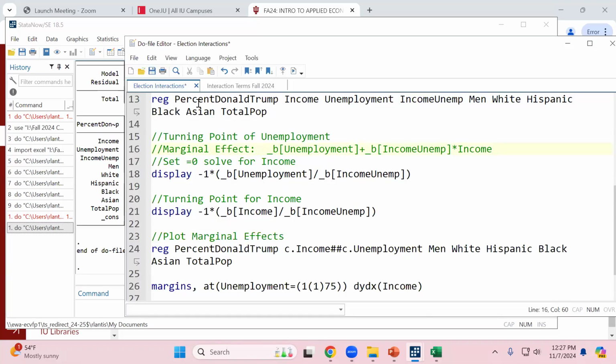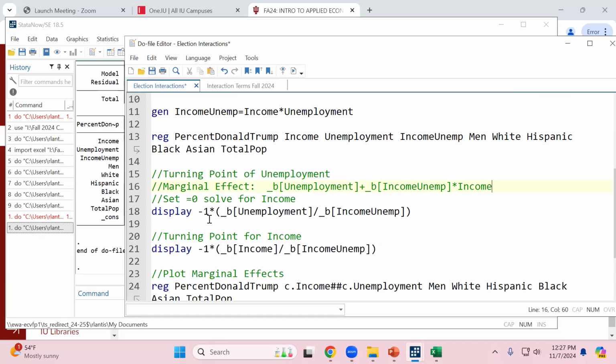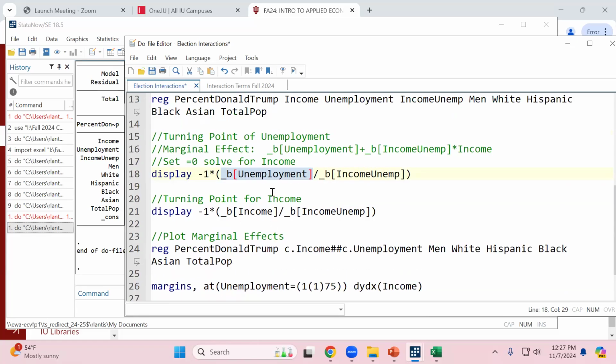So what I can do is, after I run this regression, we said this underscore b, and then using these brackets, that allows me to use the coefficient that's stored for that variable from the previous regression. It's only ever using whatever the last regression ran was. So my marginal effect here of unemployment, right? Actually, we'll do income first because that's the one that I wrote out for you.